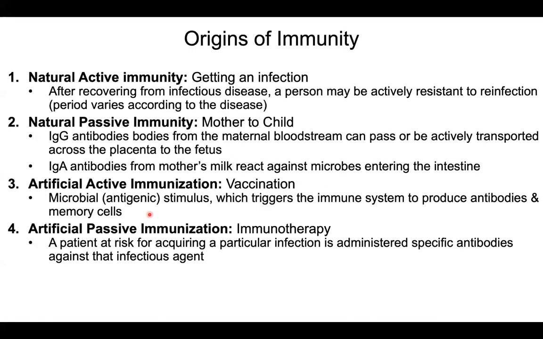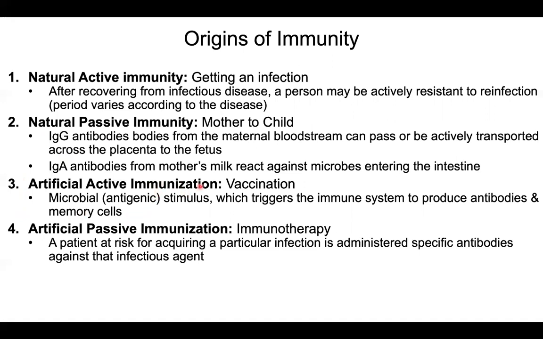So then you can have different groups of these 4 types of immunity. You can have natural active immunity, which is getting an actual infection. That one's easy. Then natural passive immunity, that's when you get antibodies from the maternal bloodstream as you're developing in utero, or it's passed through the breast milk. Then you have artificial active immunization, that's vaccination.